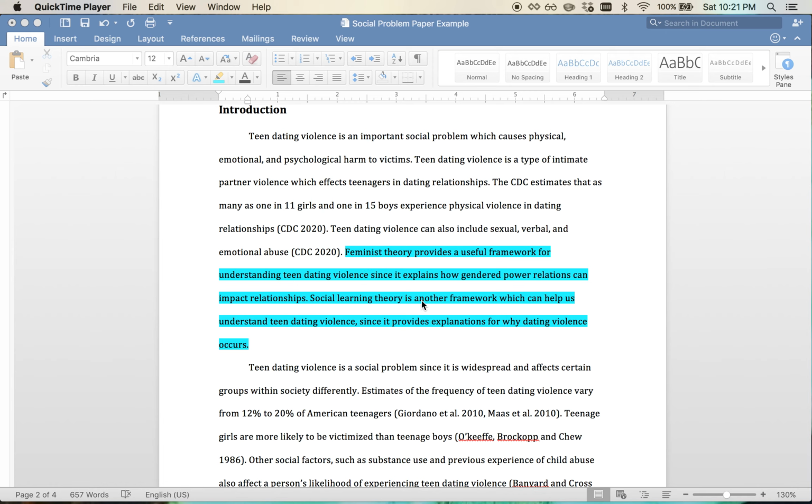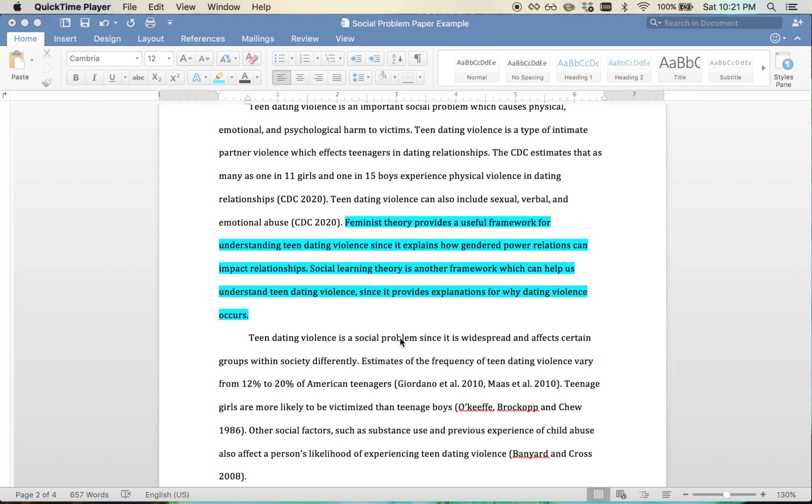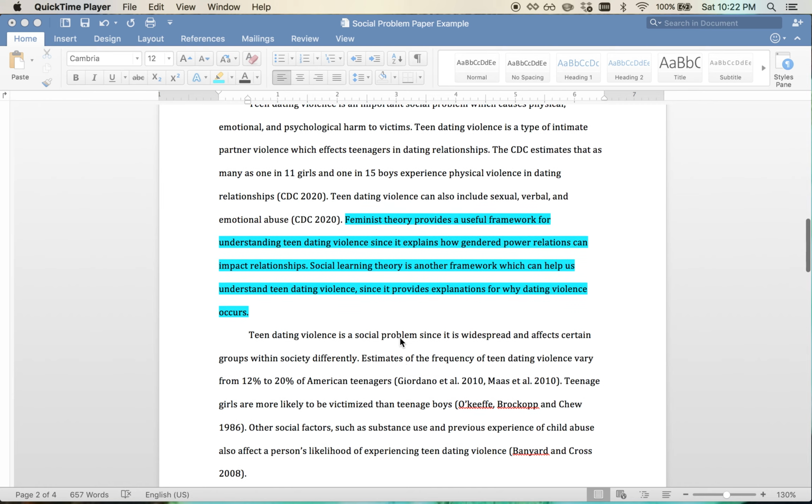Feminist theory provides a useful framework for understanding teen dating violence, since it explains how gendered power relations can impact relationships. Social learning theory is another framework which can help us understand teen dating violence, since it provides explanations for why dating violence occurs. This is going to be what my paper is about. How do I know that this is your thesis? Well, I know because it comes at the very end of the first paragraph of your paper. That's where I want it to show up.